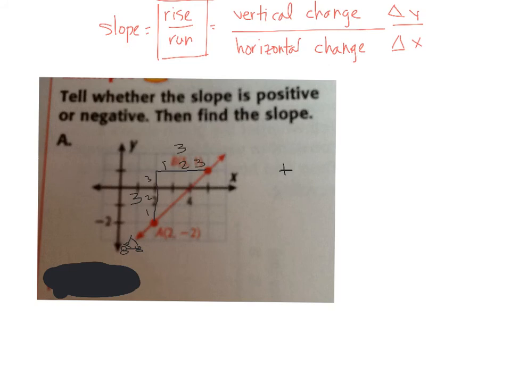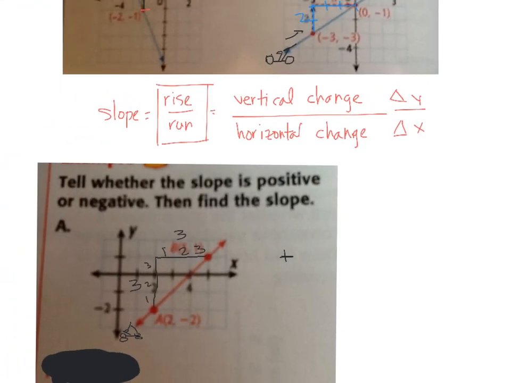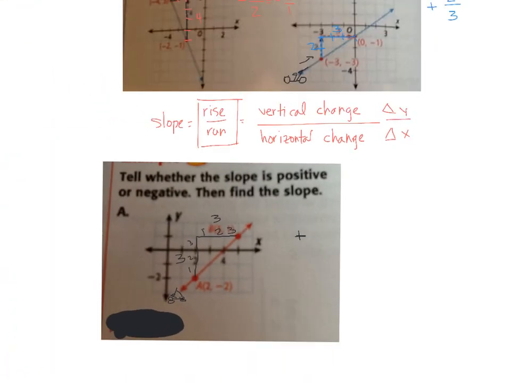So we have our vertical. We will look back up here. It's vertical over horizontal. So our vertical change was 3, our horizontal change was 3, and 3 over 3 equals 1.